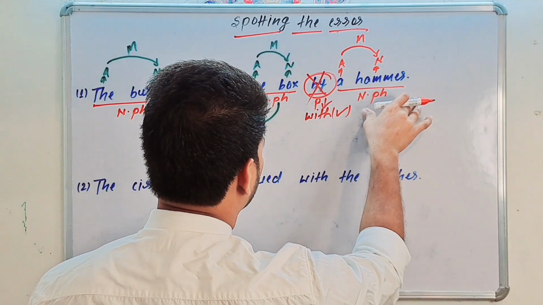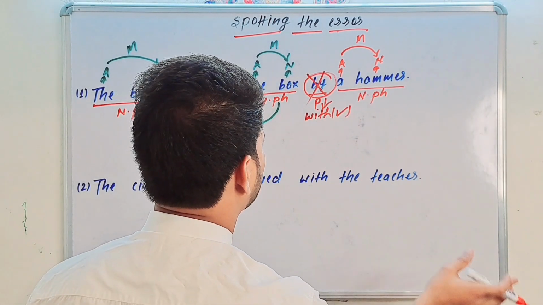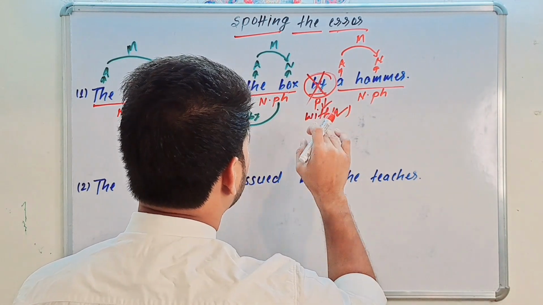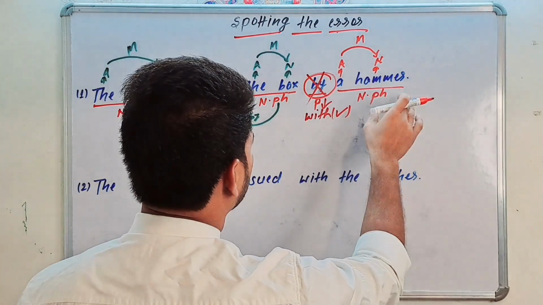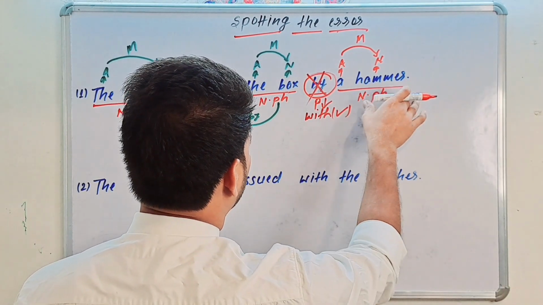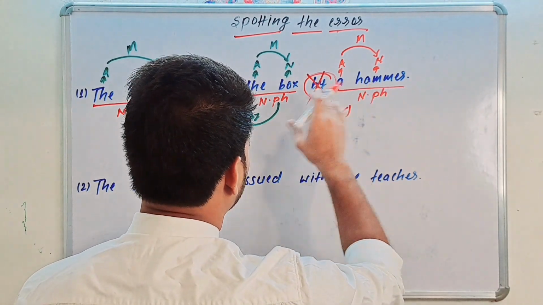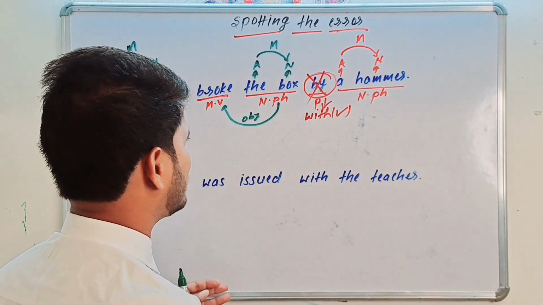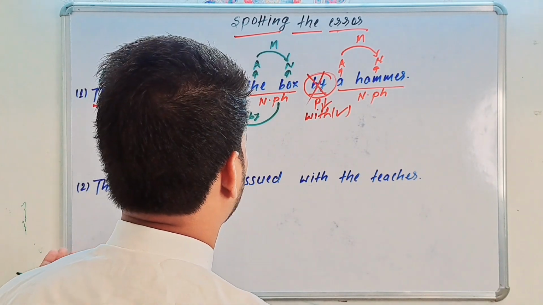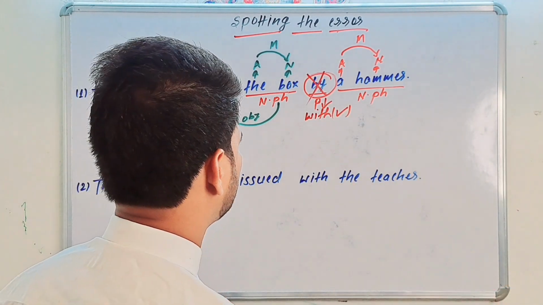Hammer is an object, so for any object we use the preposition with. Here the hammer is an object. Don't say "the burglar broke the box by a hammer." By is only used for the doer.